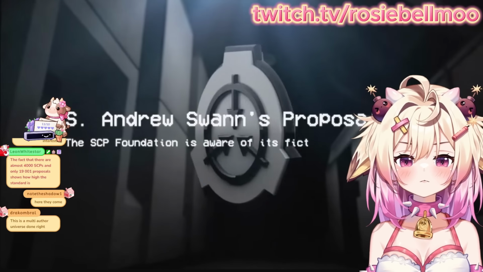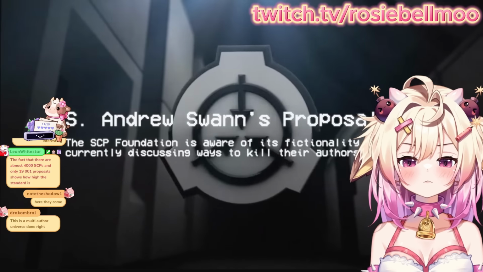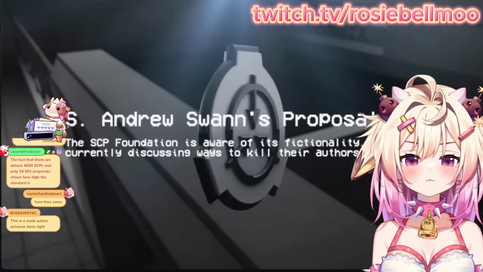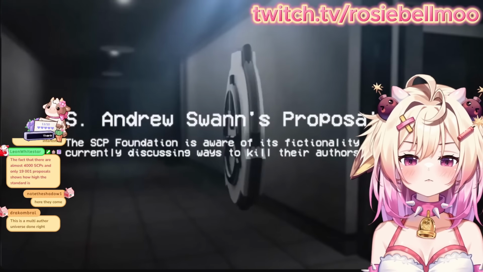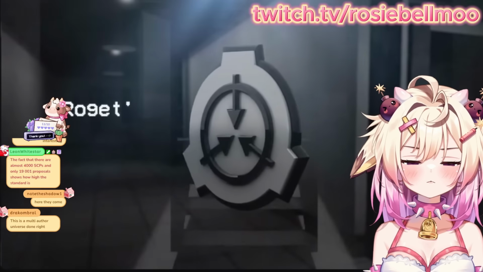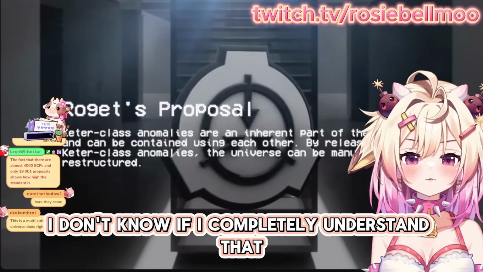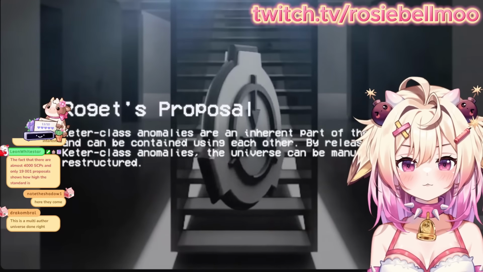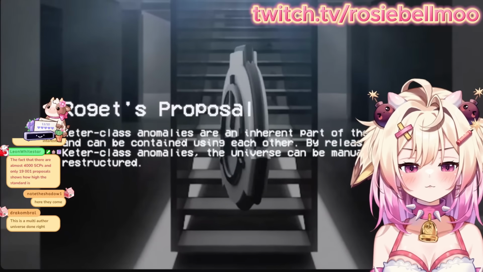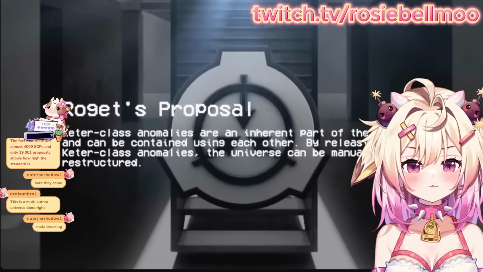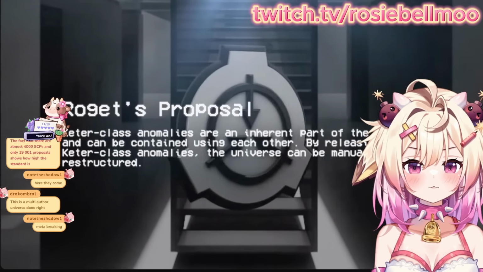Number 3. S. Andrew Swan's proposal. The SCP Foundation is aware of its fictionality. They are currently discussing ways to kill their authors. Number 4. Roget's proposal. I don't know if I completely understand that. Keter-class anomalies are an inherent part of the universe and can be contained using each other. By releasing all Keter-class anomalies, the universe can be manually restructured.